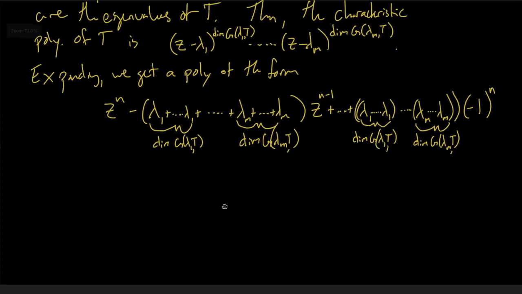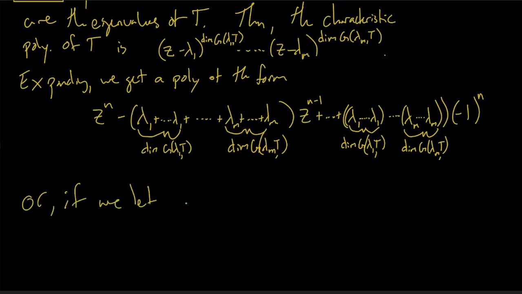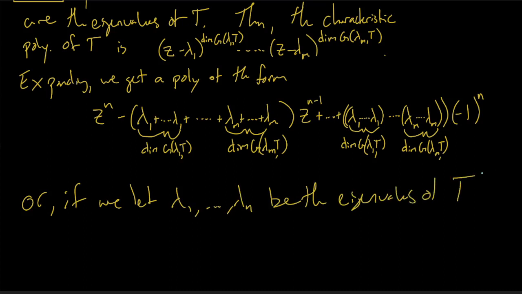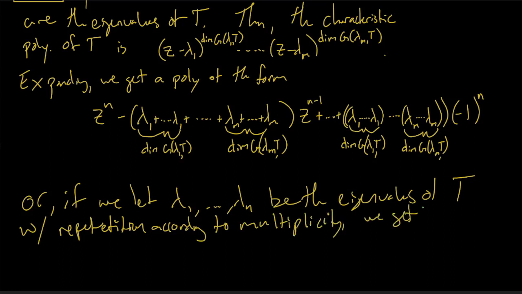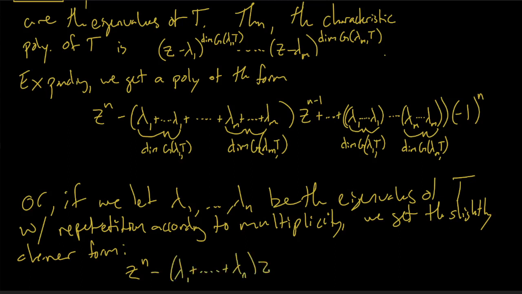Okay, so here's another way to write this. If we let lambda_1 through lambda_n be the eigenvalues of T with repetition according to multiplicity, we get the slightly cleaner form: z^n minus (lambda_1 + ... + lambda_n) z^(n-1) plus ... plus (-1)^n lambda_1 times the product all the way down through lambda_n.